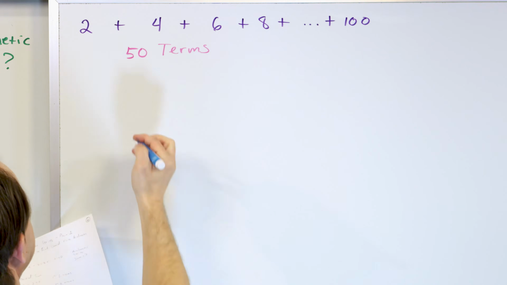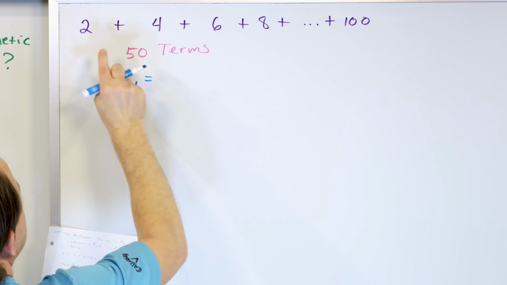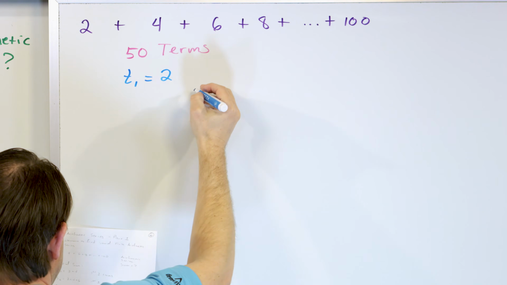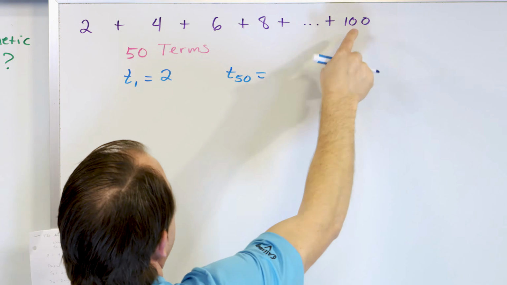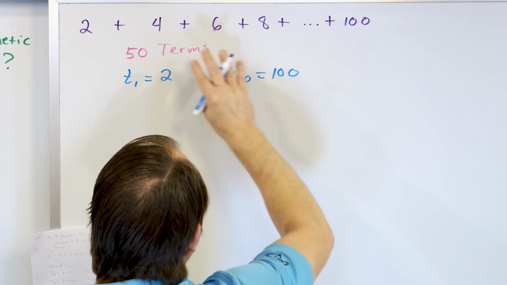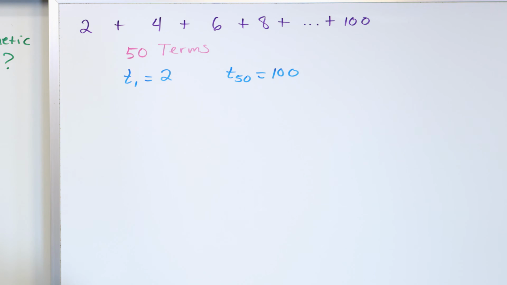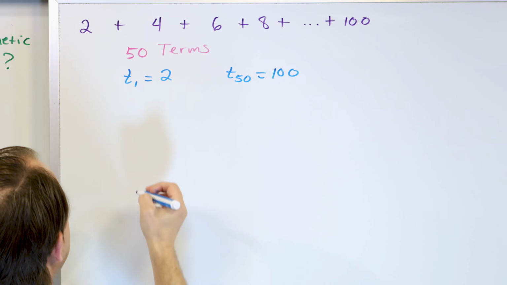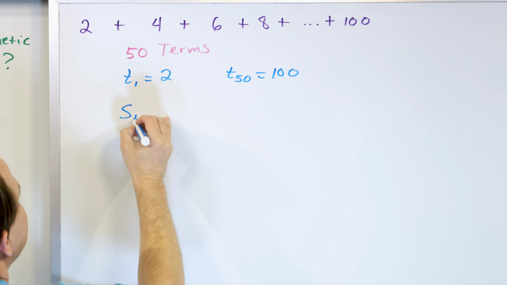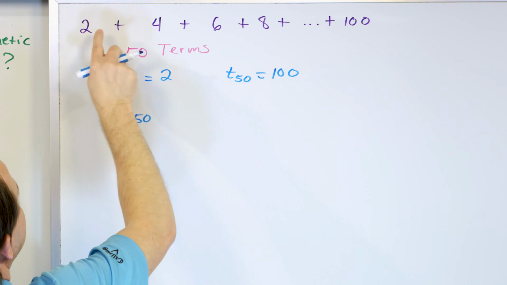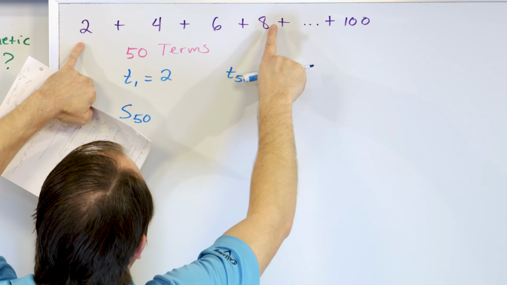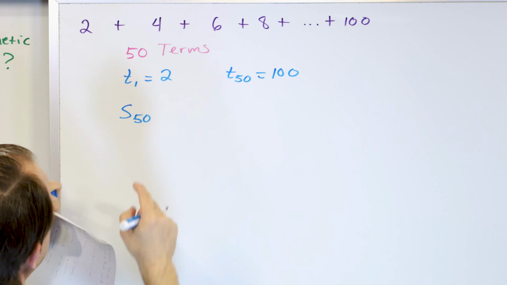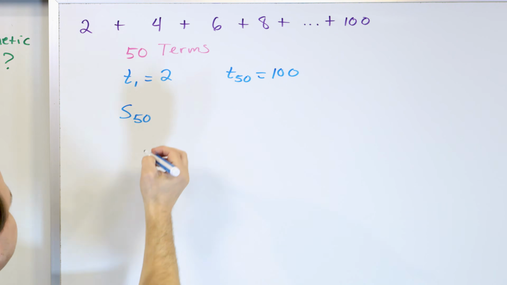And also the first term is equal to 2, right? And the 50th term, when you go ahead and count through it, is 100. That's the last term in the series that I'm considering. And I want to figure out the partial sum of the first 50 terms. See, this is the partial sum of the first 2 terms, the partial sum of the first 3 terms, the partial sum of the first 4 terms. I want to find the partial sum, or the sum, of all 50 of them.